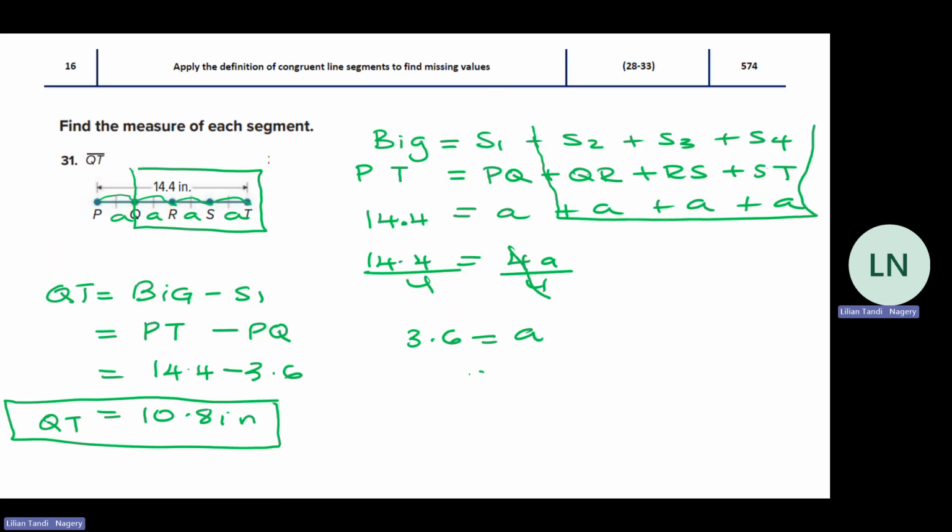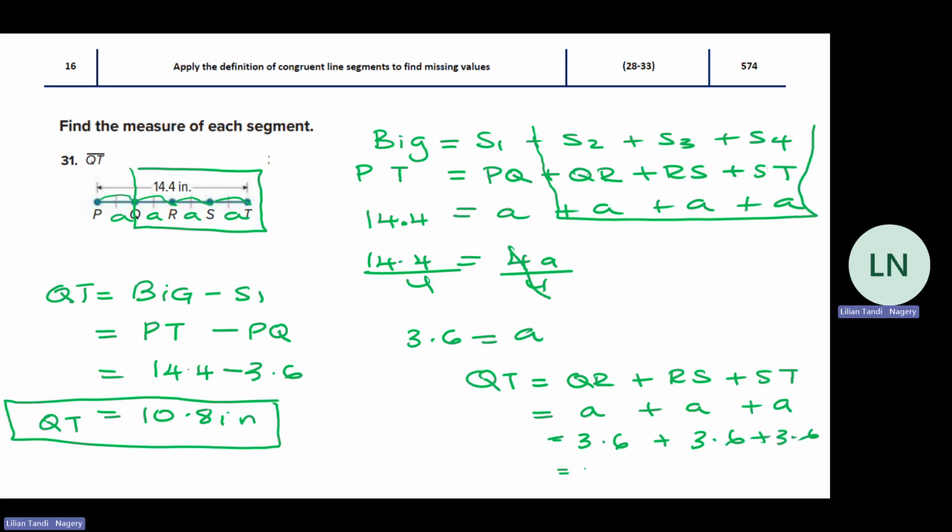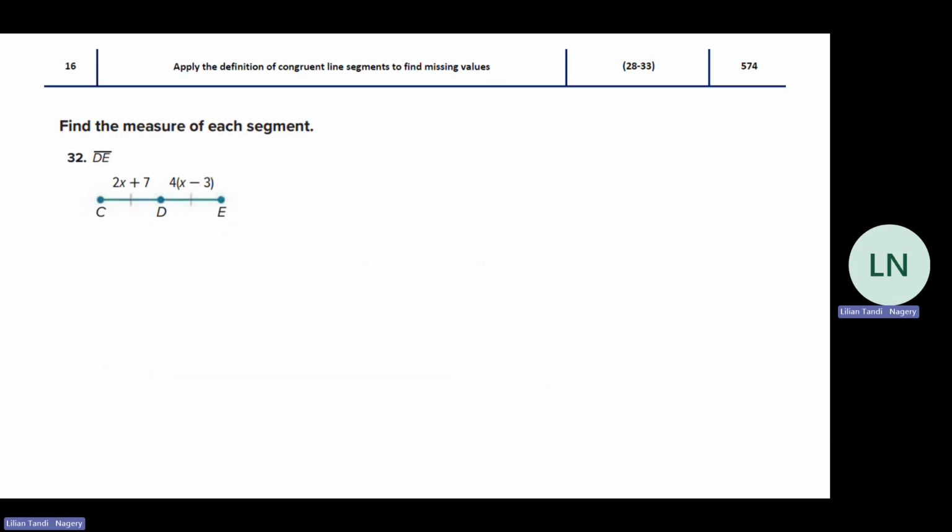I can also do that QT equals to QR plus RS plus ST. I don't know QT, but I know it is A, and A here. And I know my A is 3 and 6 tenths. So I'm going to write 3.6 or 3 and 6 tenths, and because I'm repeating it 3 times, I'm going to do it like that. And I should get 10 and 8 tenths of an inch. And this is my answer.